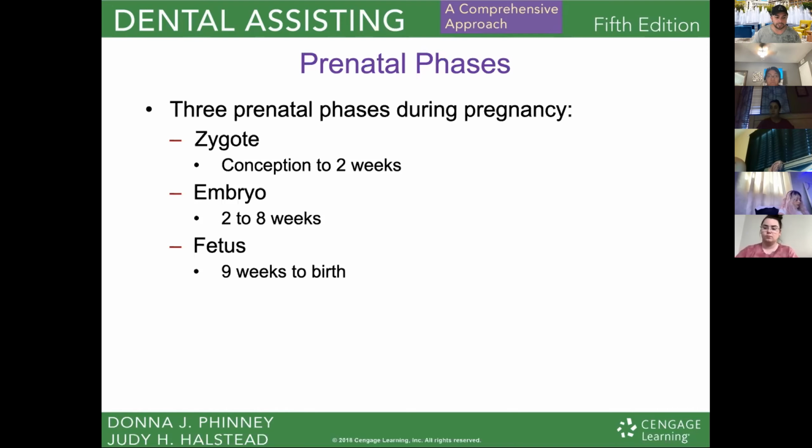There's cytodifferentiation, which is cell development. There's histodifferentiation, which is tissue development. And there's morphodifferentiation, which is development of different forms. And during the fetal stage, development continues at a steady pace until delivery. So the zygote phase is when everything is rapidly multiplying. The embryonic phase starts to slow down a little bit, and then through the whole fetal stage, it slows down a little bit and remains constant until birth.